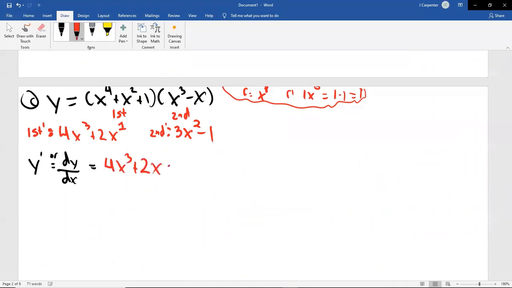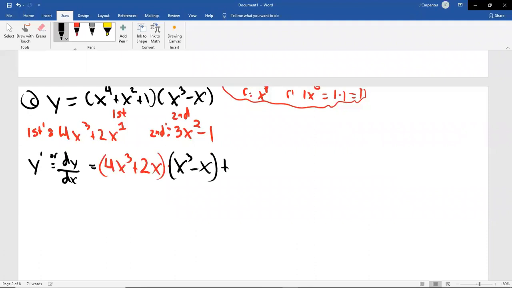Then this is supposed to be times, but that's a binomial, so you better wrap it in parentheses. Since this was the derivative of the first, now I'm going to use the regular second. Now the second function is the x cubed minus x. So x cubed minus x. But again, multiple terms, so you better wrap it in parentheses.